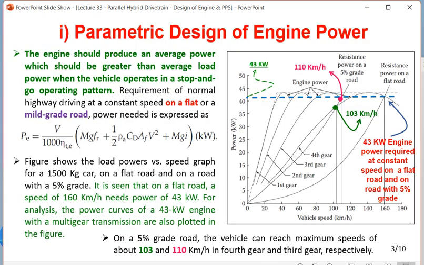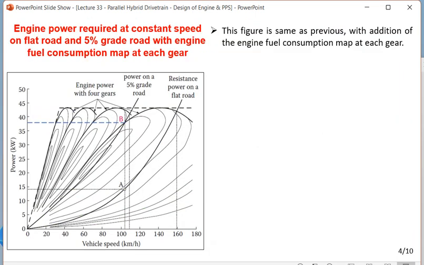So read this graph, analyze this graph very properly, and we have to explain this graph in the exam, the explanation of the vehicle speed versus power graph. There is another graph, also vehicle speed versus power, but here you will find that every gear is showing some kind of optimal efficiency region. So this is the graph of the optimal efficiency region in the first gear, second gear, third gear and fourth gear. What can we understand from this graph?